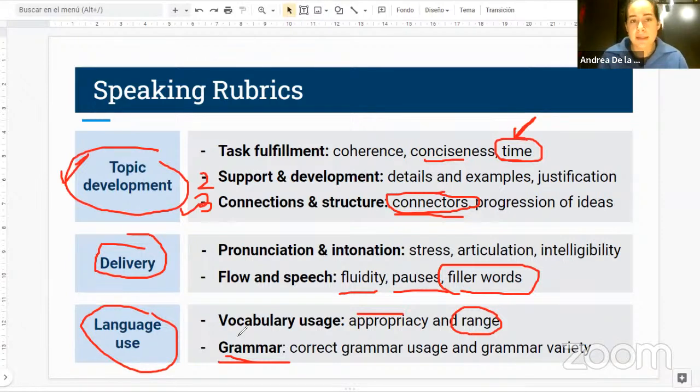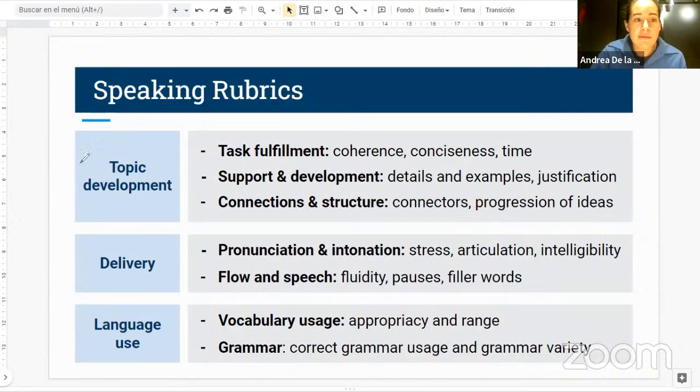Like simple basic sentences, but maybe you're gonna use conditionals, maybe different tenses, and so on. So that is how you can get a top score, right? By meeting those three criteria. You're gonna have good content, you're gonna deliver it properly, and you're gonna try to make good use of the language, right? With vocabulary and grammar. So is this okay, guys?